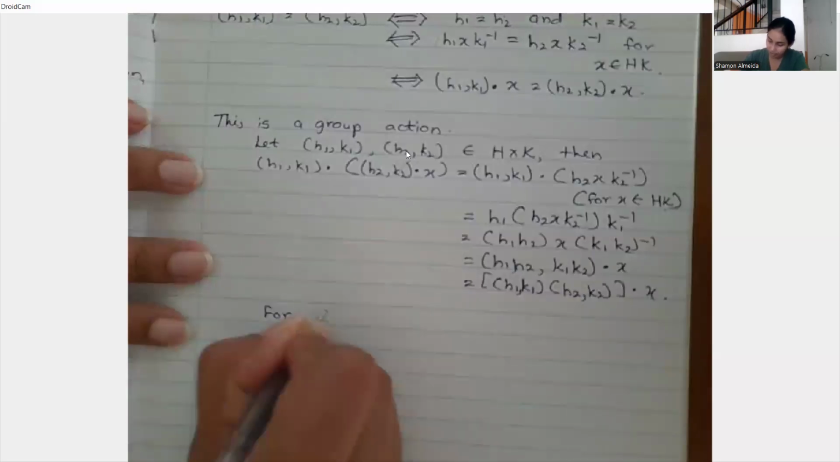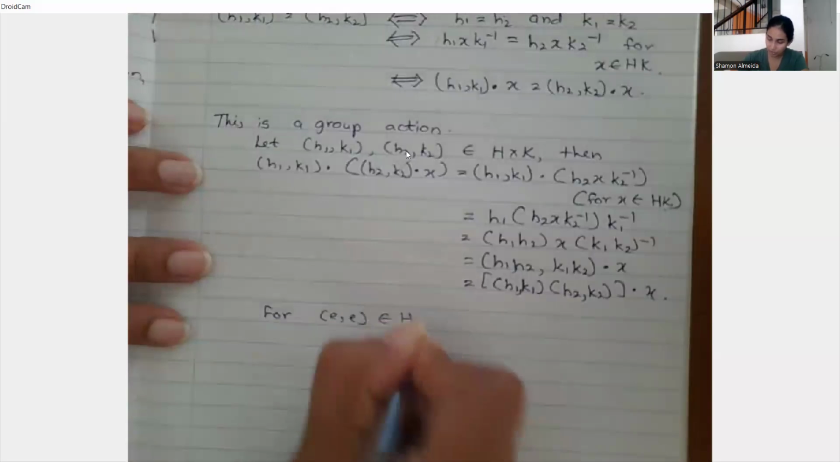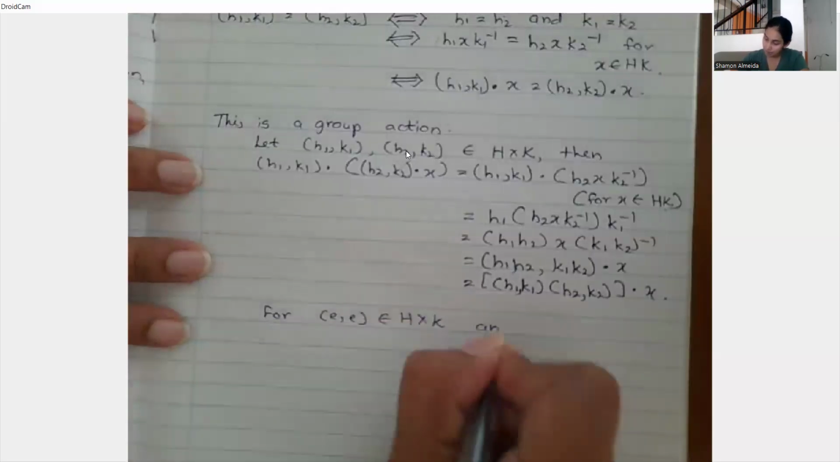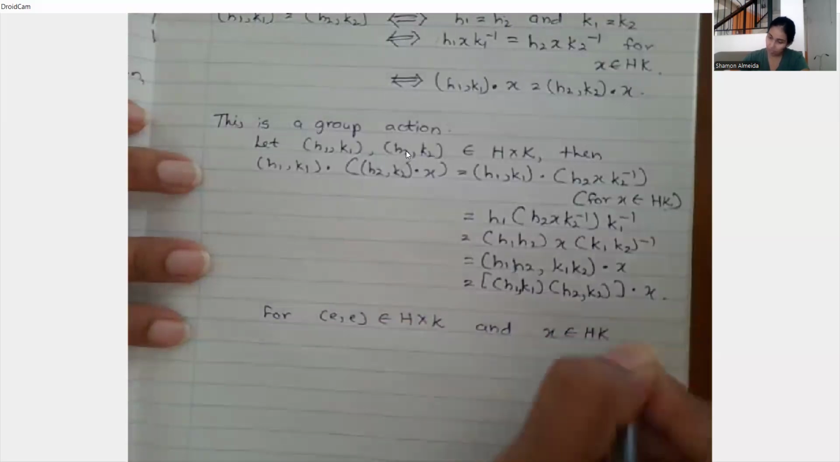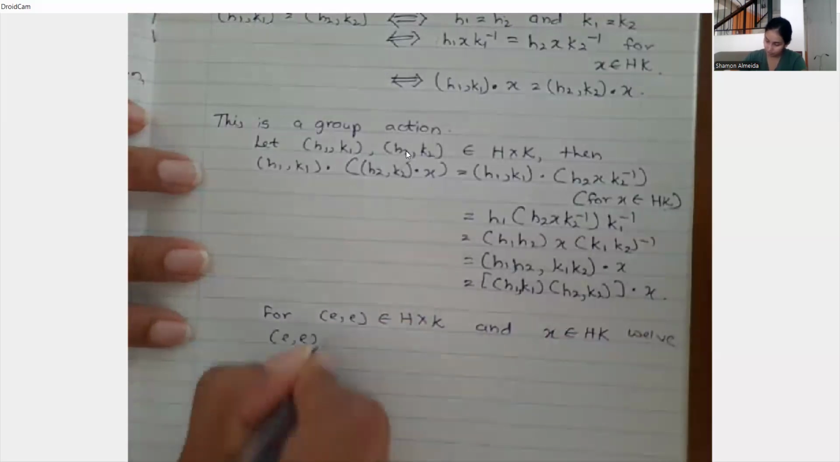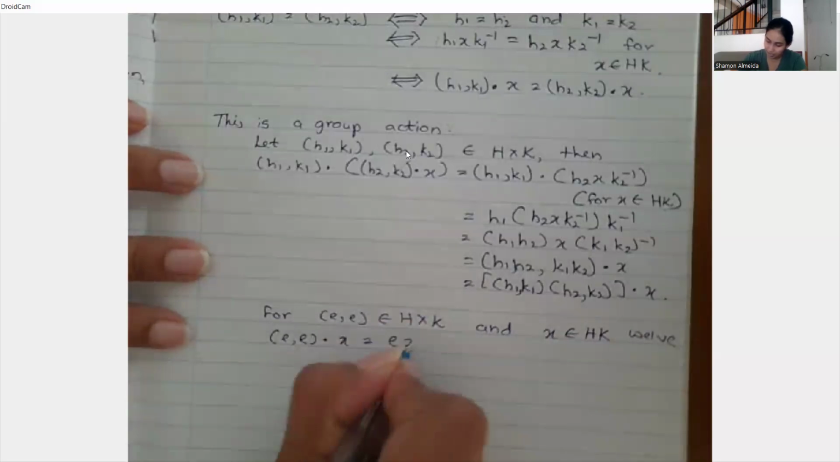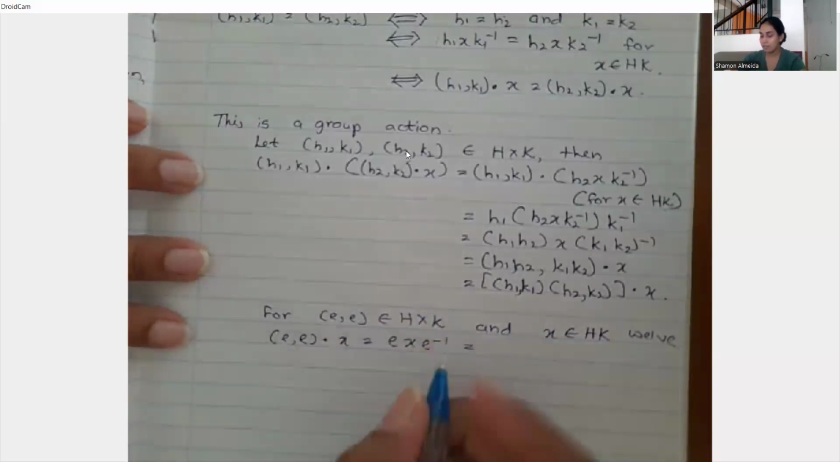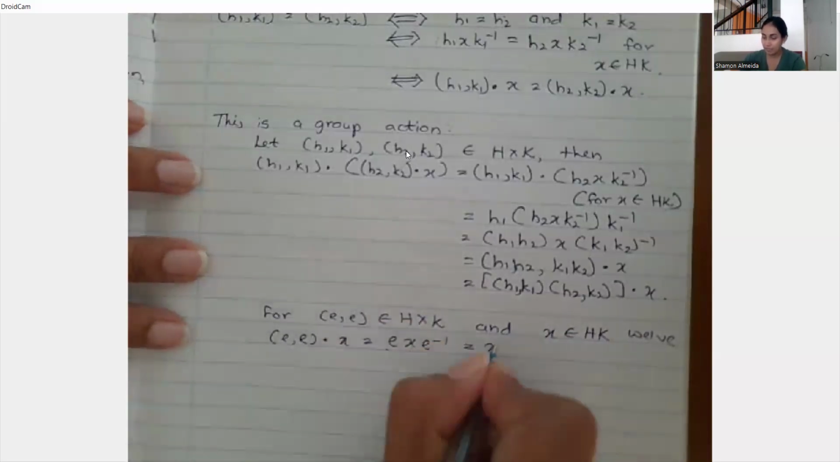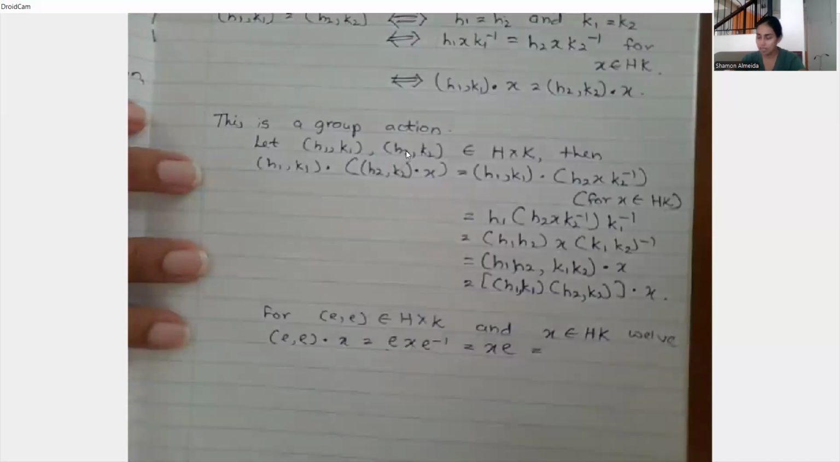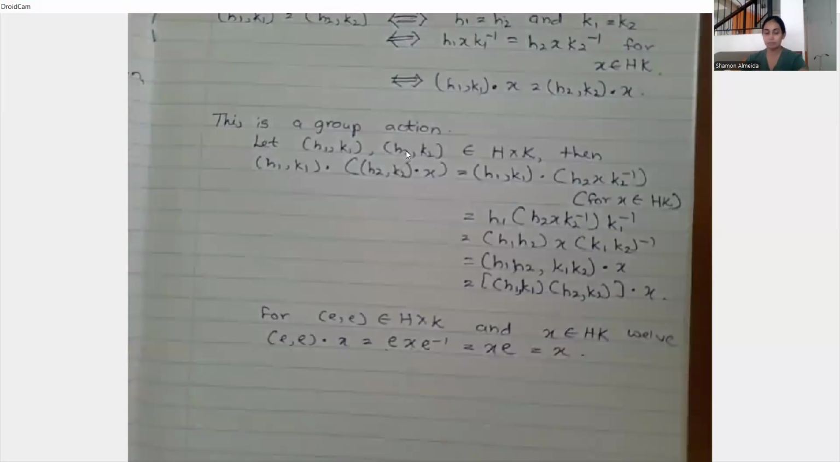for the identity that's in the group H cross K, and any element x that you take from the set HK, we have this identity element in H cross K dot x. By definition of the group action, this is simply identity times x times identity inverse. Identity times x is simply x. Inverse of the identity is the identity itself. Once again, x times the identity is x. So this is a group action because it satisfies the given two conditions.